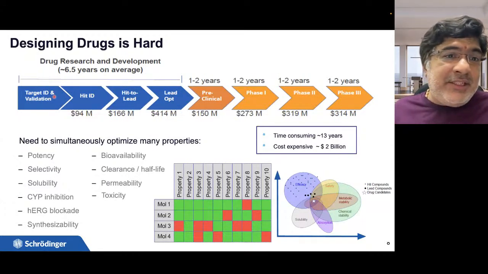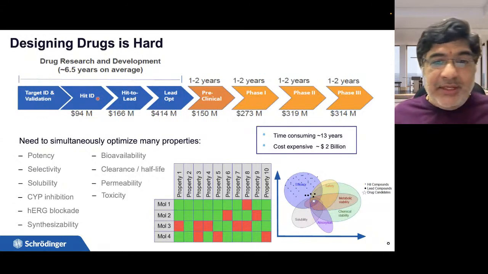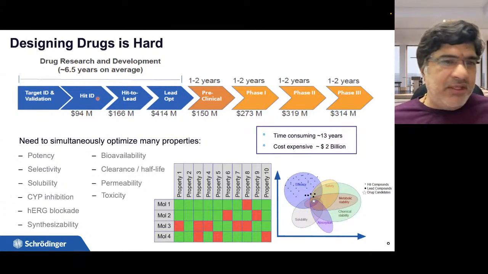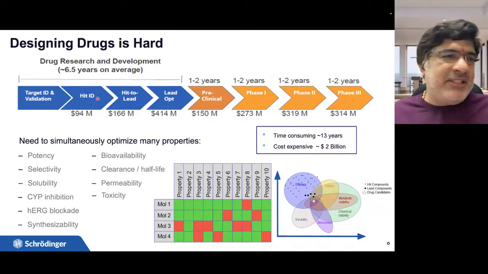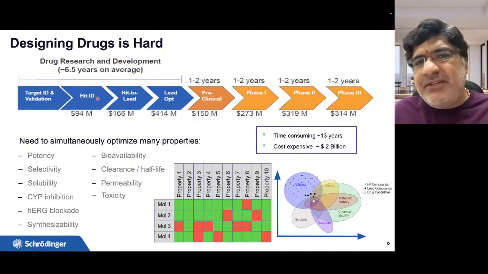Okay. The next stage is hit identification. Here you try to identify a chemical molecule which could at least bind to the protein. It would show at least some minimal activity. Okay, the potency will be very low.